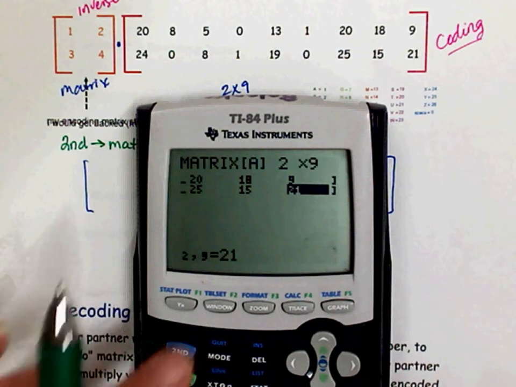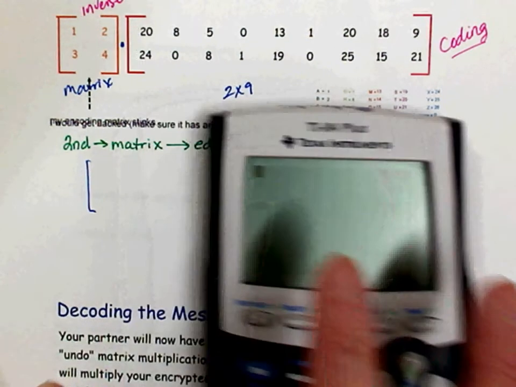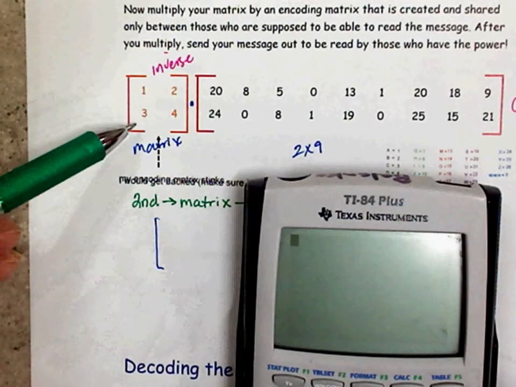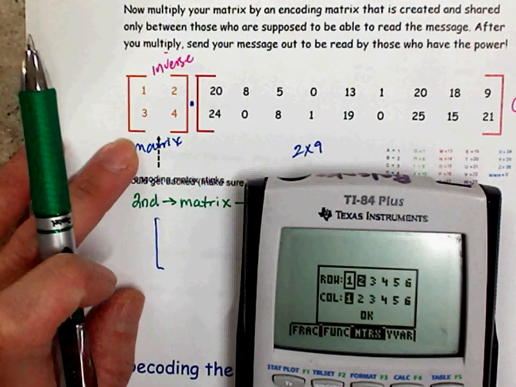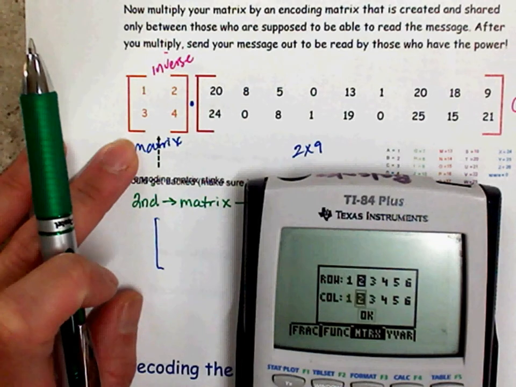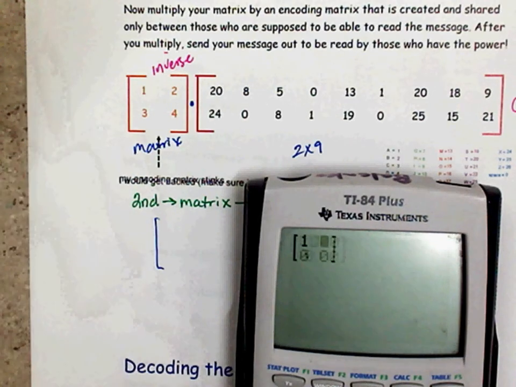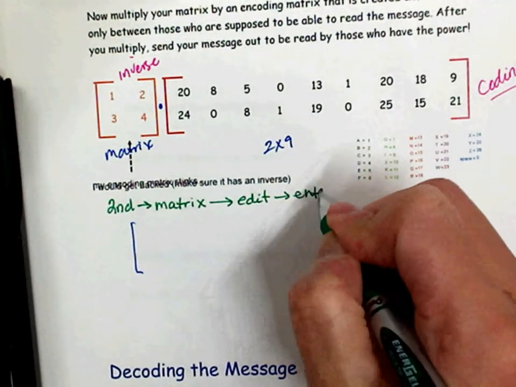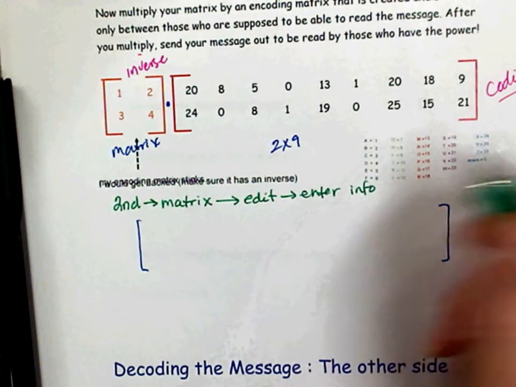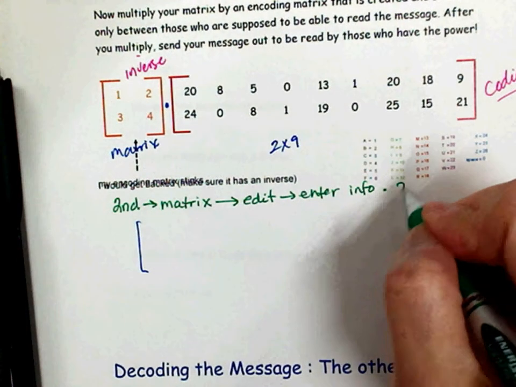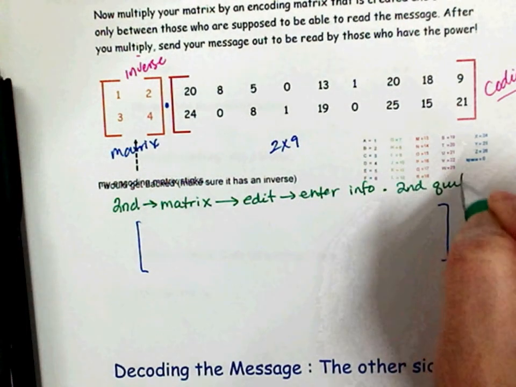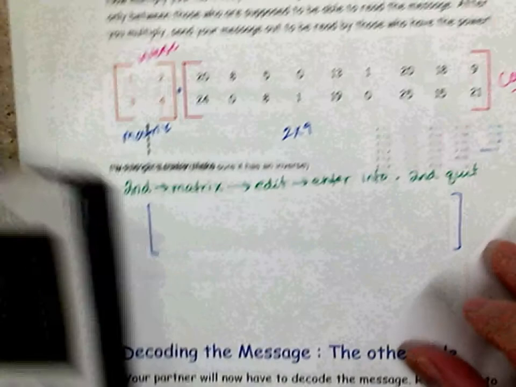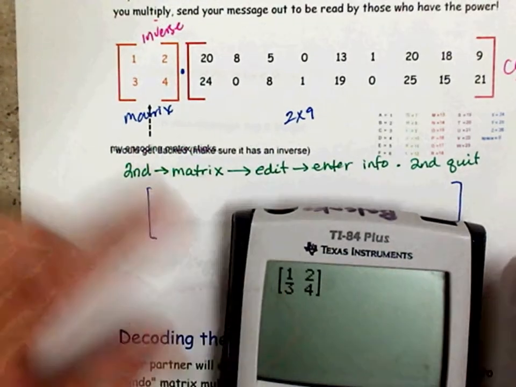Okay, so now I'm going to multiply the two together. So here's what I do to multiply. Alpha zoom, because this is only a 2 by 2. Go to a 2 by 2, and I'm going to type in 1, 2, 3, 4. Okay? Go. Enter information. All right. Second, quit. Okay. So you're going to enter this 1, 2, 3, 4 times.